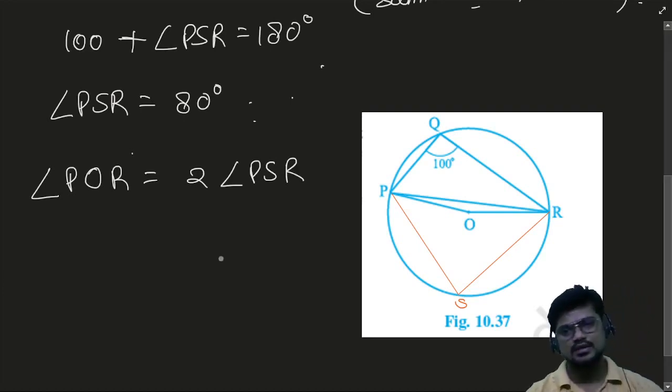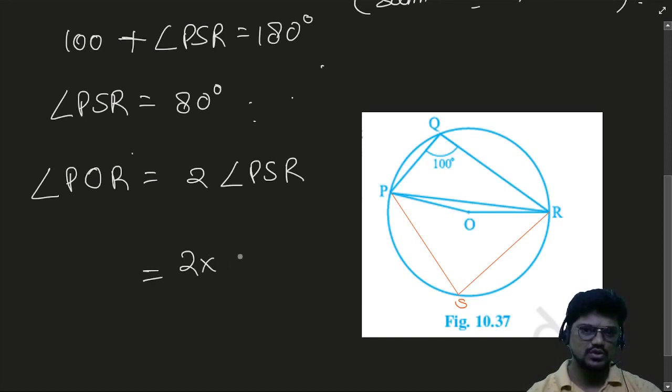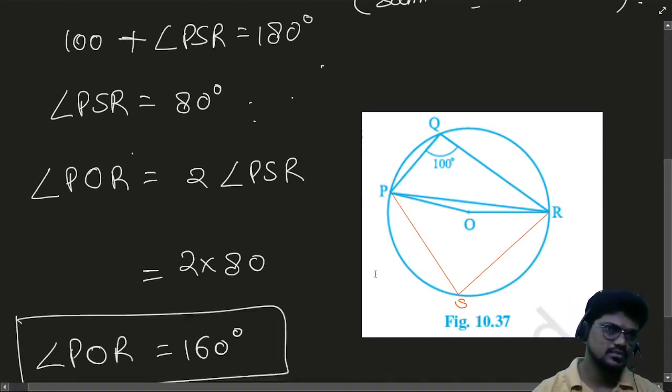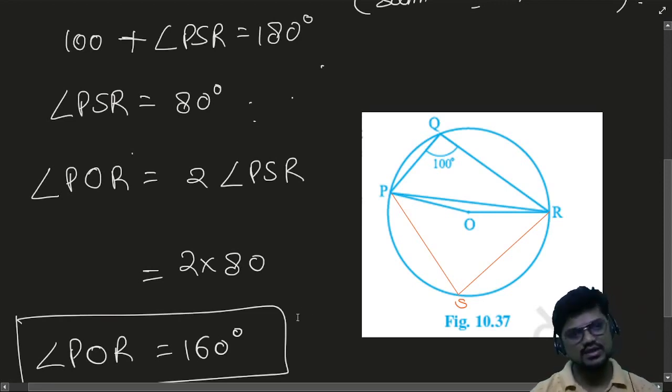Then angle PSR is how much? 80, no? So 2 into 80 gives you 160 degrees. So angle POR is 160 degrees. Is that clear, everyone? Sir, but it asked OPR. Okay, okay, we can find that also. We have found POR.